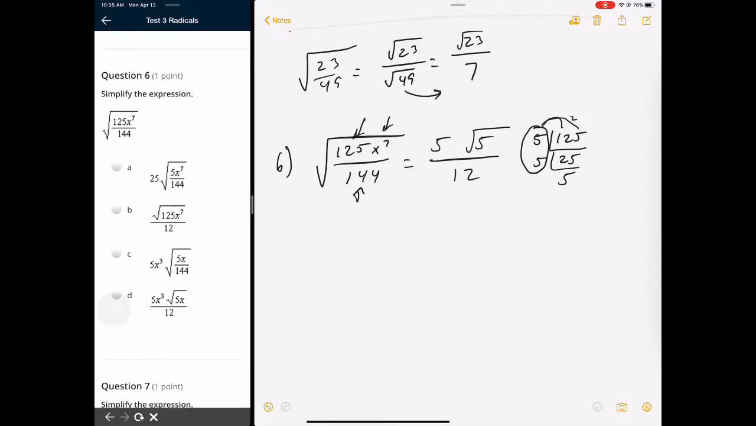Let's do the x's. 1, 2, 3, 4, 5, 6, 7. Looking for pairs. Pair, pair, pair. And this guy's a loner here. So we have 3 x's, so x cubed. That's how we write it. We have 3 of them, and we have 1 left over.